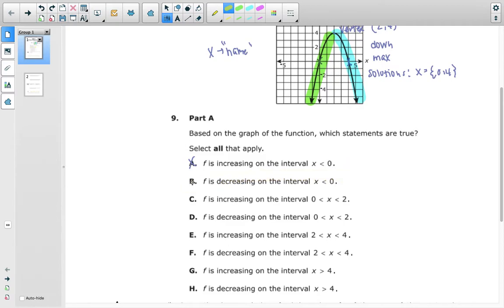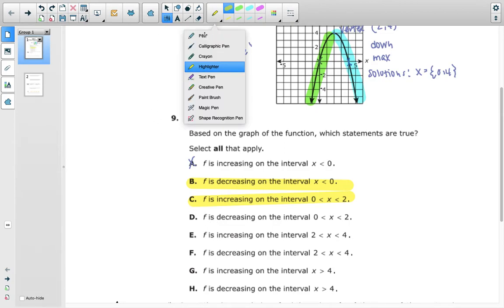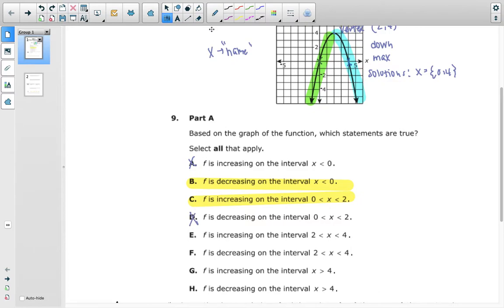Wow, that's bad. Okay. F is increasing on the interval from x value of 0 to 2. And that's true. It's increasing right here. Okay, green is increasing, so agree with that. F is decreasing on the interval of 0 to 2. Well, we just said it was increasing, so that's a no. All right, so f is increasing on the interval from 2 to 4. Well, we said that was decreasing. So f is incorrect.